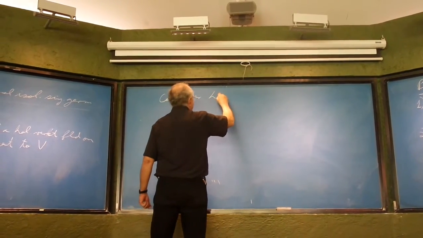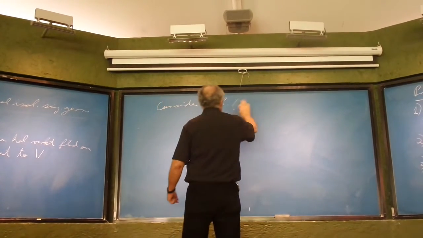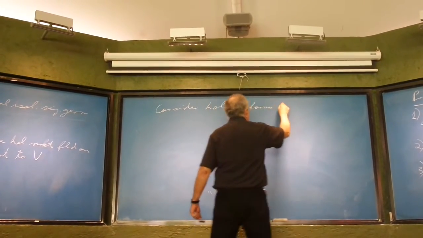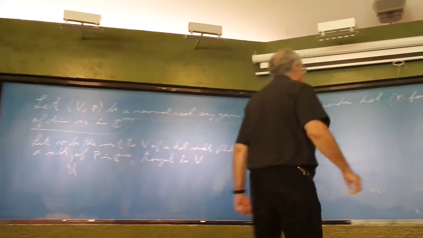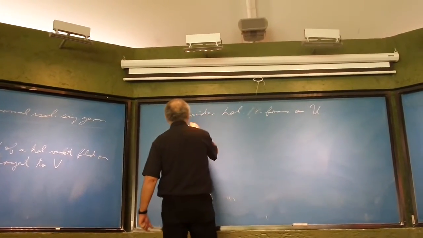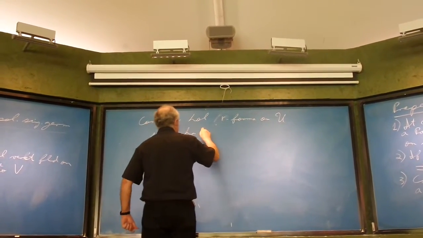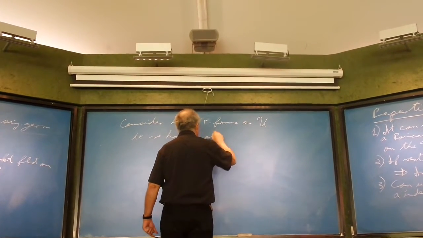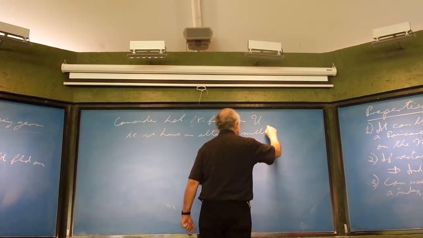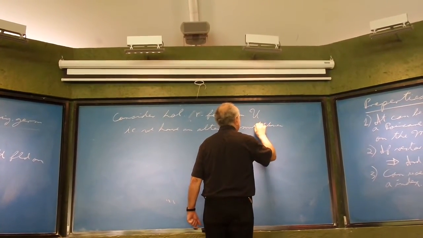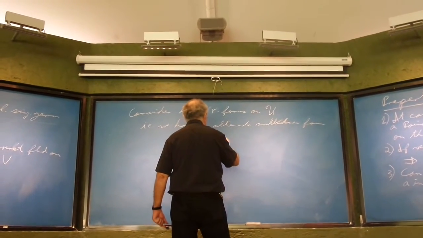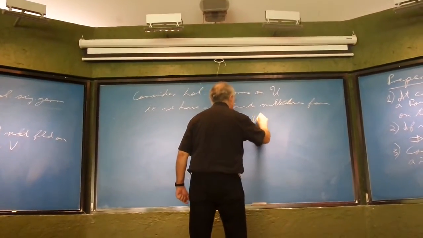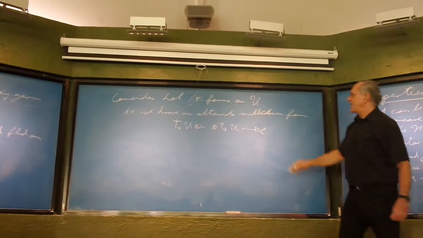Now consider the holomorphic r-forms on U, on the neighborhood U. Okay? So this means that you have an alternating multilinear form in the tangent space of U, tangent to C^N, for each point. Okay? So we consider r-forms in the ambient space.